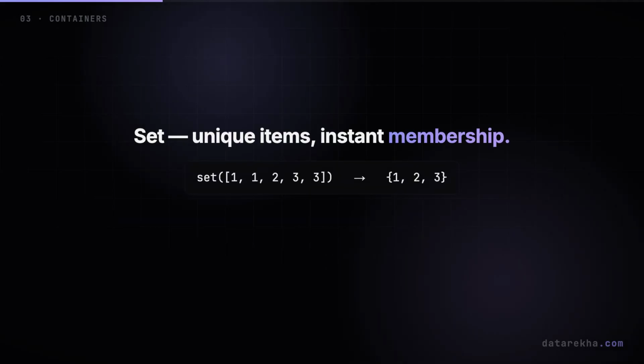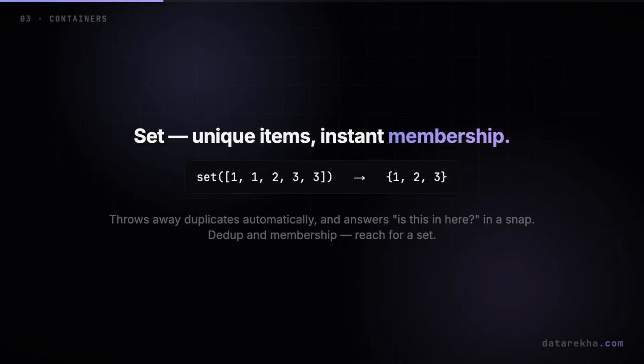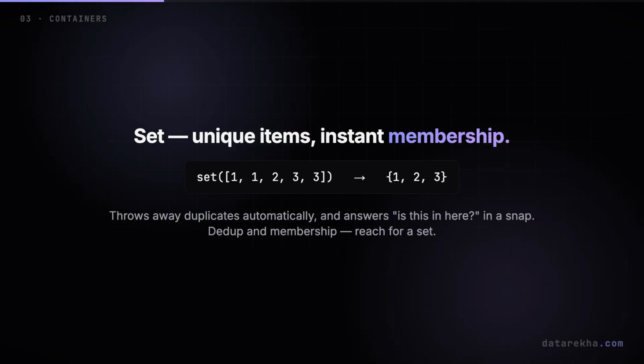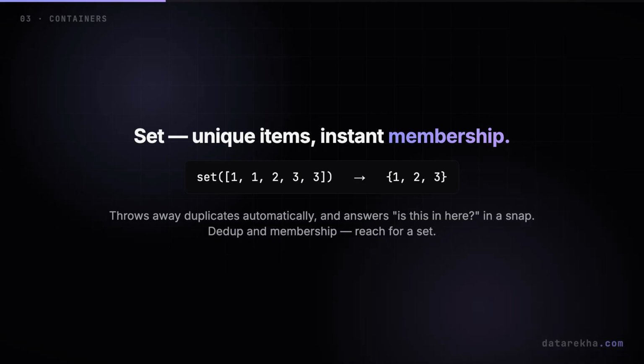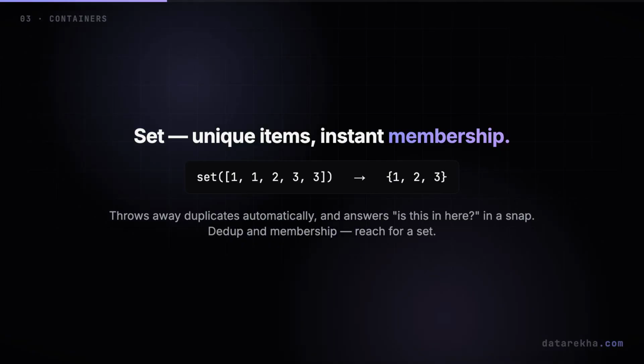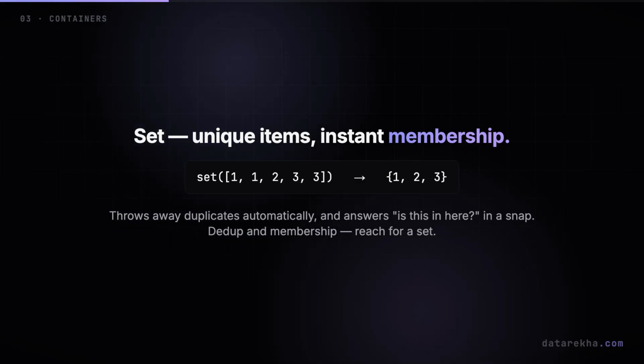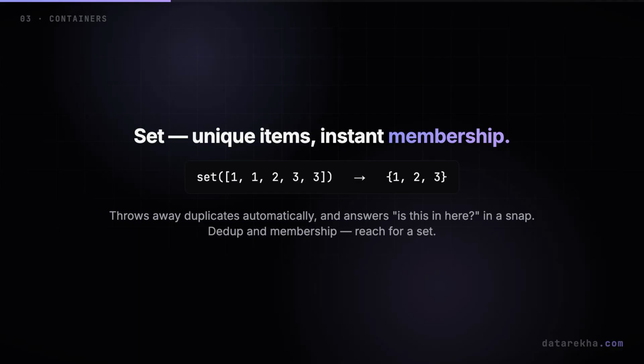Which brings us to the set. Like a dict, but keys only, no values. It does two things brilliantly. It throws away duplicates automatically: hand it a messy list, get back the unique items. And it answers is this in here instantly. Deduplicating, membership tests, removing repeats. Reach for a set, and a slow scan becomes a snap.